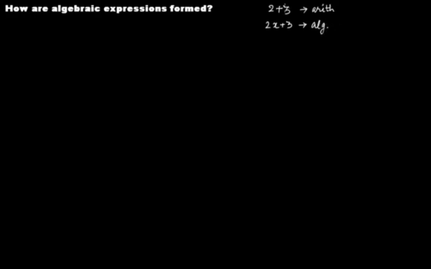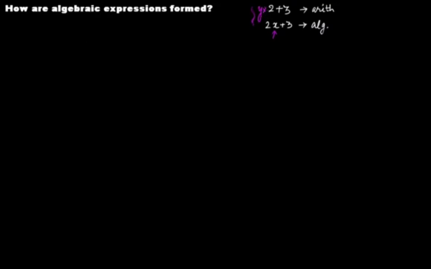And why? The first expression doesn't contain any variable, but in this expression we have one variable, that is x. That makes it an algebraic expression. If you add a single variable here, let's say you simply multiply with y, y times 2 plus 3, now this also becomes an algebraic expression, because now it has a variable. Okay, that's the basic difference between an arithmetic expression and an algebraic expression.